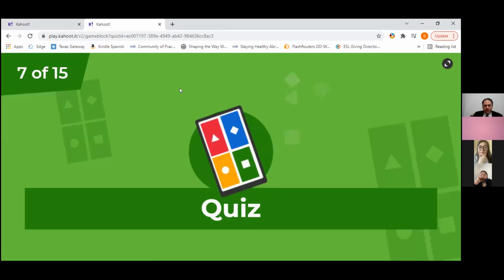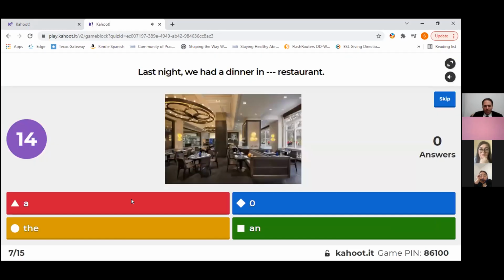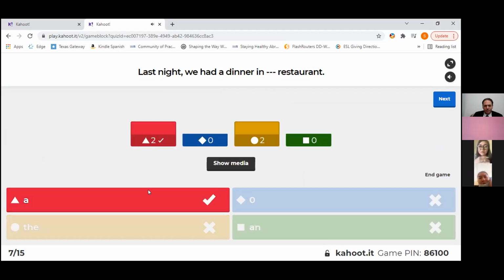Okay. Last night we had dinner in blank restaurant. A restaurant, nothing, the restaurant, or an. In the restaurant, because it's exactly one restaurant. Oh, okay. It's not right. No, because we didn't name the restaurant. We didn't say a specific restaurant.